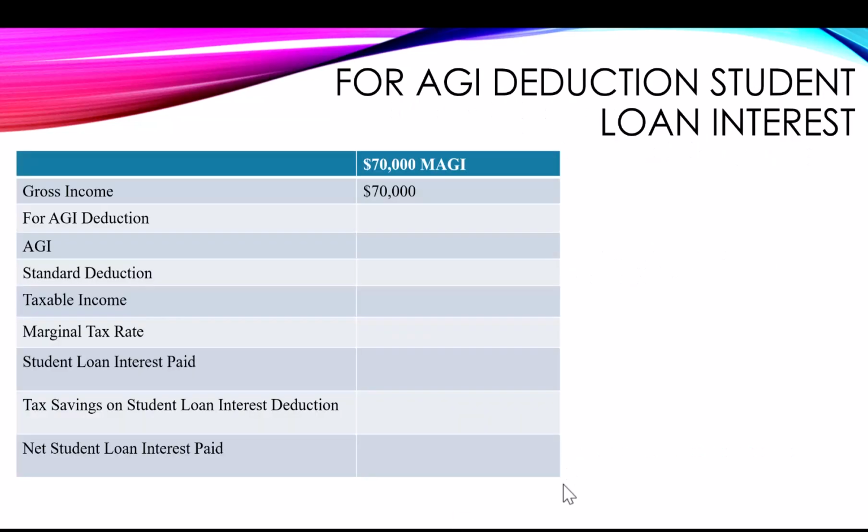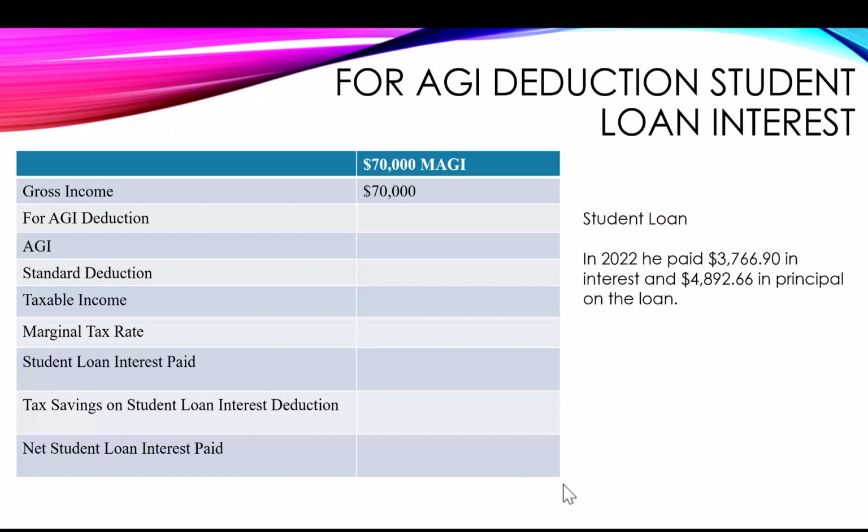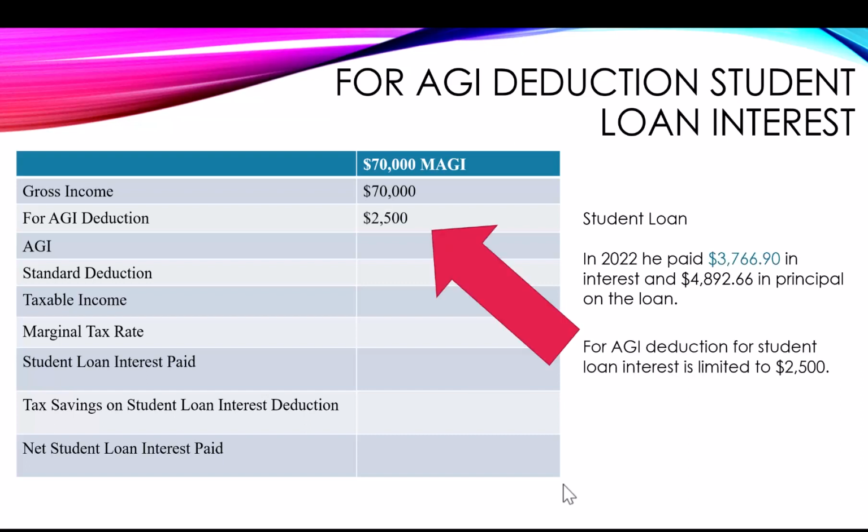Let's start with the first example, where Amani makes $70,000 worth of gross income. If he has no other for AGI deductions, then his modified adjusted gross income will also be $70,000. Amani paid $3,766.90 in interest and $4,892.66 in principal on the loan. He's eligible for a $2,500 for AGI deduction on the student loan interest paid.